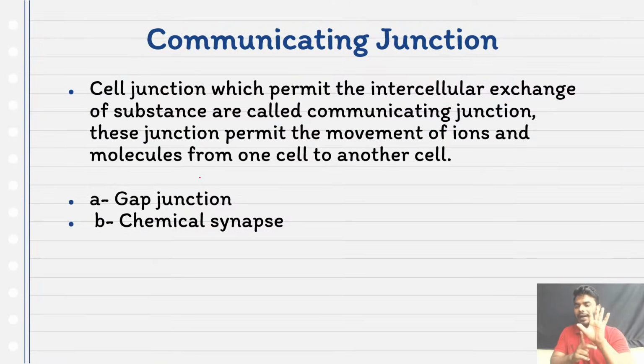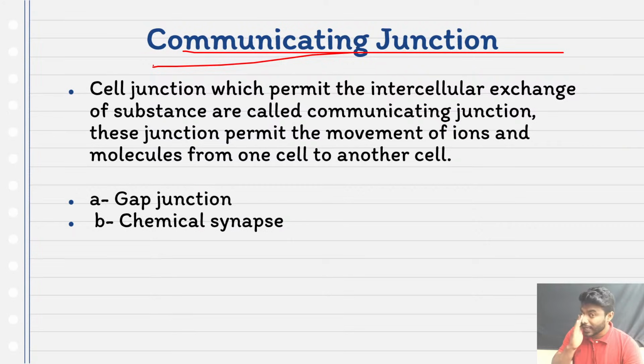So we read tight junctions. We read anchoring junctions. In the anchoring junctions, we read desmosome, hemidesmosome, as well as the adherens junctions. Now the next type of junction we can call communicating junction. The name itself clearly indicates communicating, because it is allowing the movement of substances. It is involved in intercellular exchange.